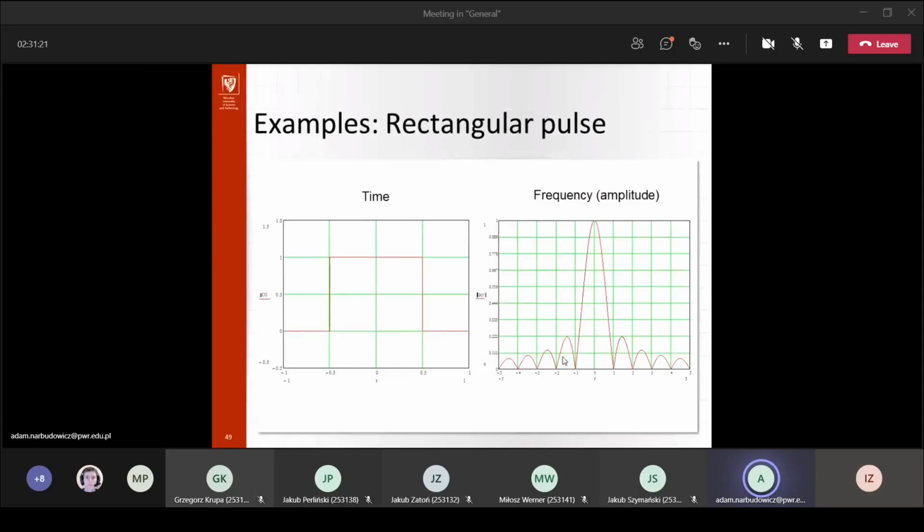So we have a rectangular pulse, which is like a perfect rectangle here. And then again, when we move from time domain to frequency domain, again, bear in mind it's just amplitude, you will see what's called a sinc function, right? And basically again, the narrower your rectangle, the wider will be your frequency spectrum. Okay.